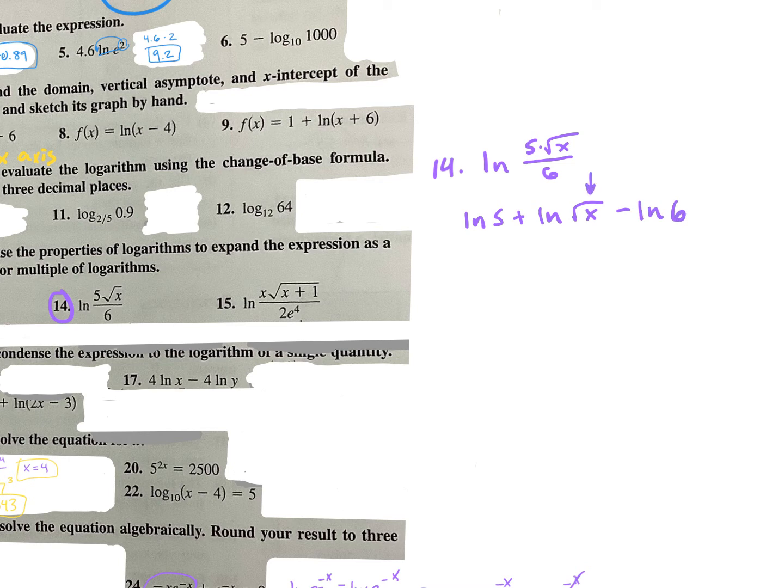We have to change the square root to be an exponent. So the square root of x is the same thing as saying x to the 1/2 power. And then we know when we have a power, we move it in front of the ln. So this would be ln of 5 plus 1/2 ln x minus ln 6.